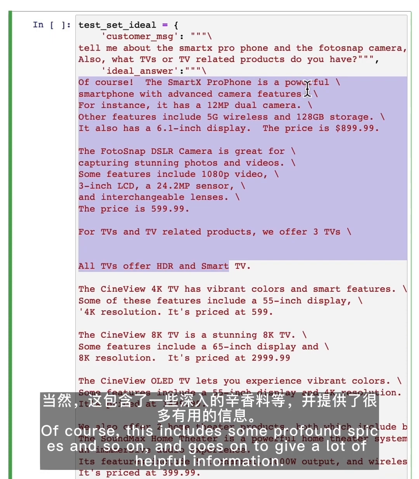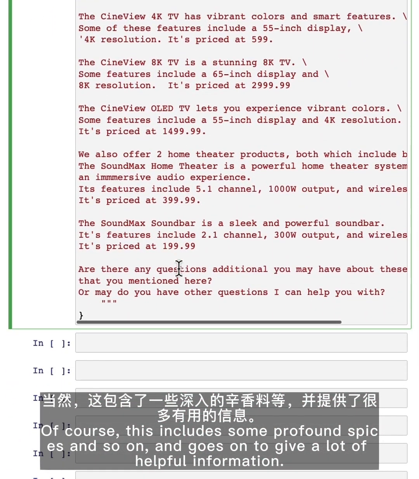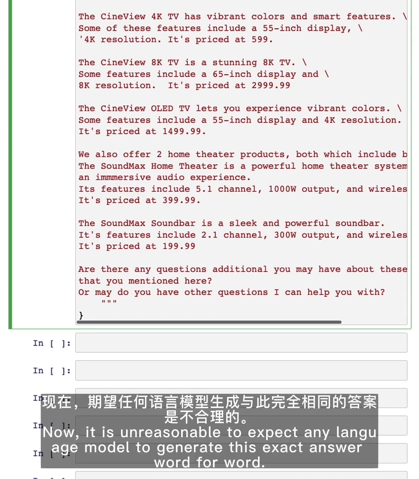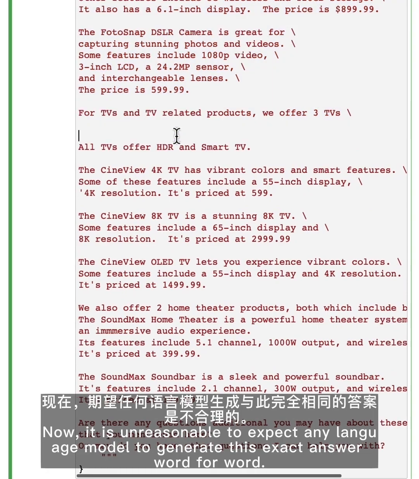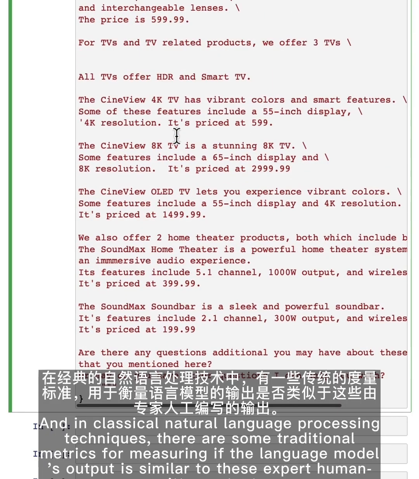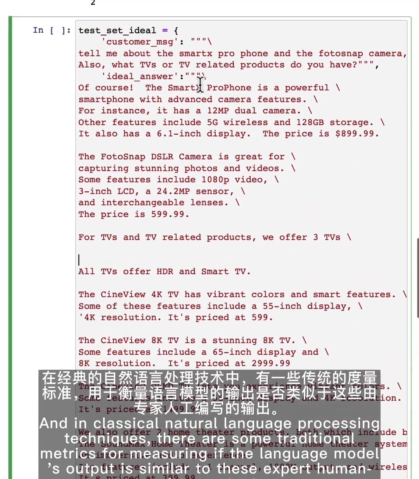Of course, the SmileX Pro phone and so on. And it goes on to give a lot of helpful information. Now, it is unreasonable to expect any LLM to generate this exact answer word for word. And in classical natural language processing techniques, there are some traditional metrics for measuring if the LLM output is similar to this expert human written output.